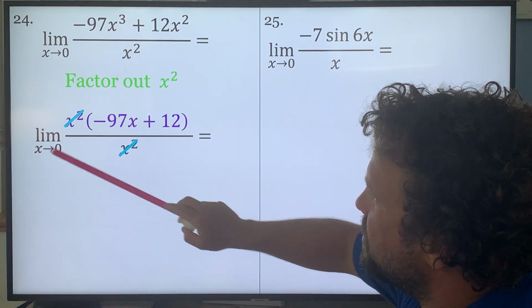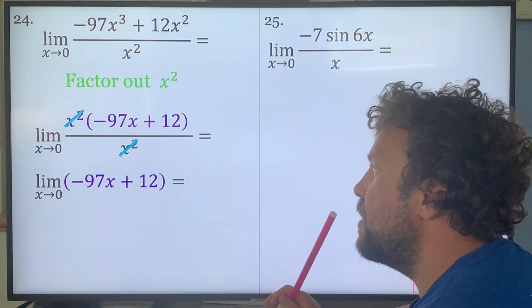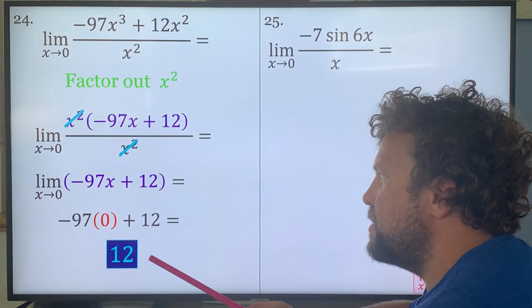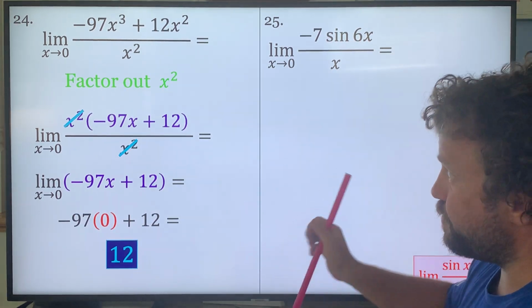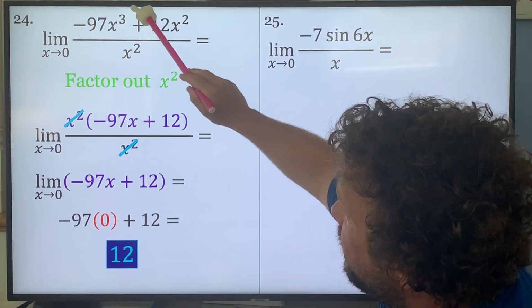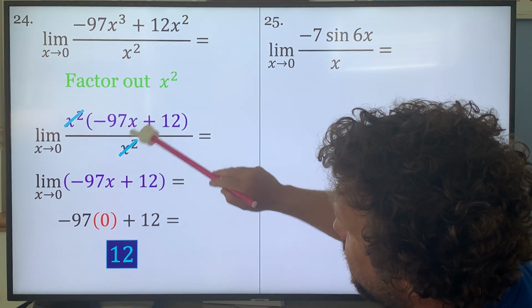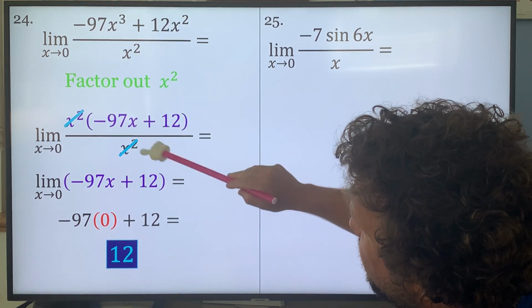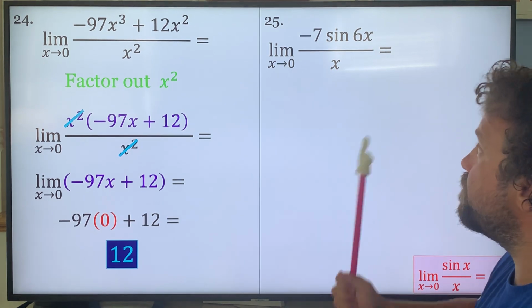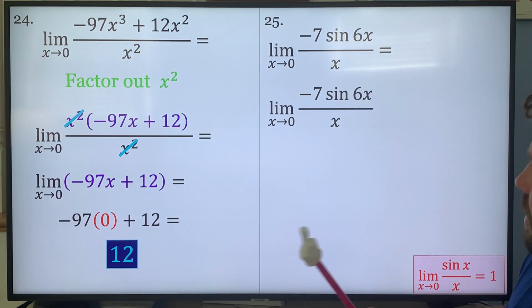Cancel out those x squareds, leaving you with the limit of 97x plus 12. You type your x equals 0 in. 0 plus 12 is 12. And that's it. Another way to do it is take 2 x's out, leaving you with the 12 here, and 2 of the x's out, leaving you with an x over here. By doing that, you don't really have to skip that step, go right to here. Whatever floats your boat.